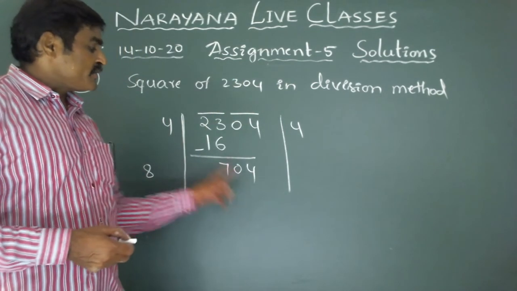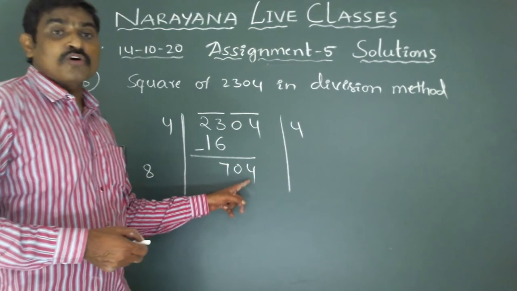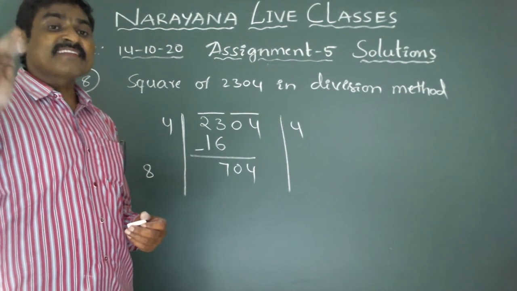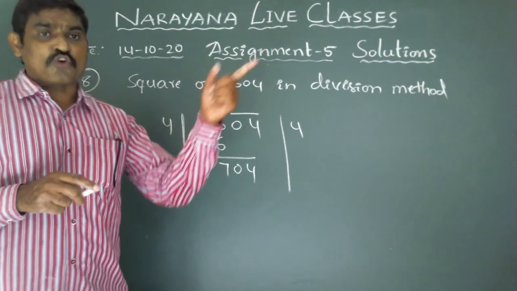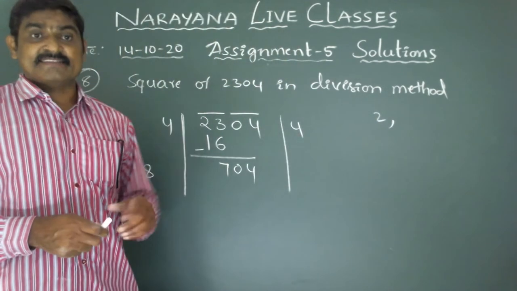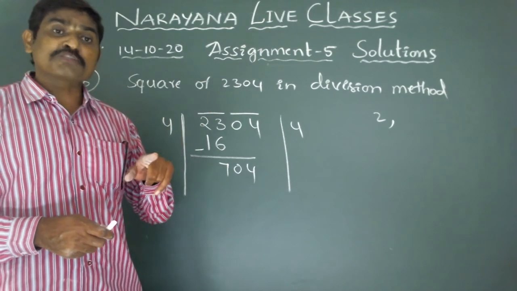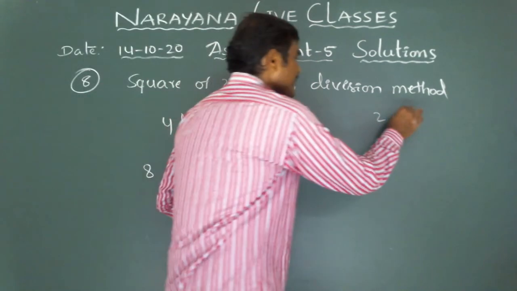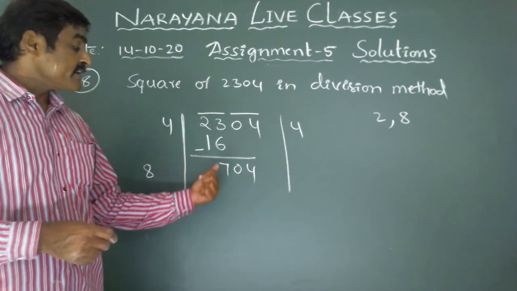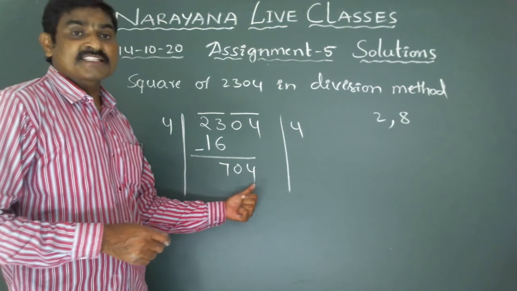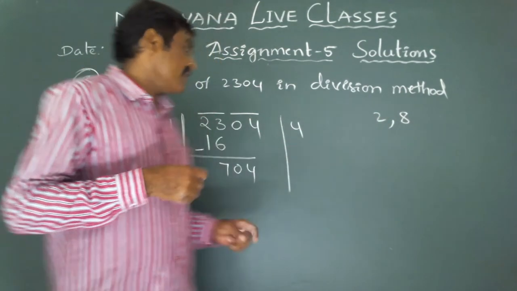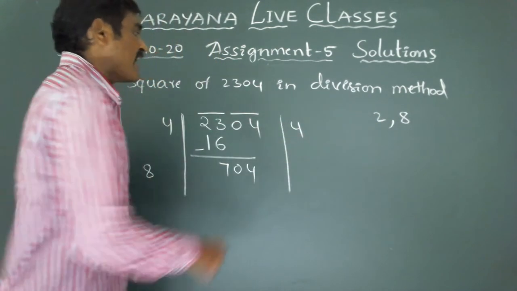Now, the new dividend is 704. Digit in units place is 4. By squaring which digit will we get unit digit 4? 2 square is 4. So, either you can keep 2 or, by squaring 8, 8 square is 64. Digit in units place is again 4. So, you can keep either 2 or 8. Only these two digits can be kept here. But 2 square is very small. Then I will keep the 8.